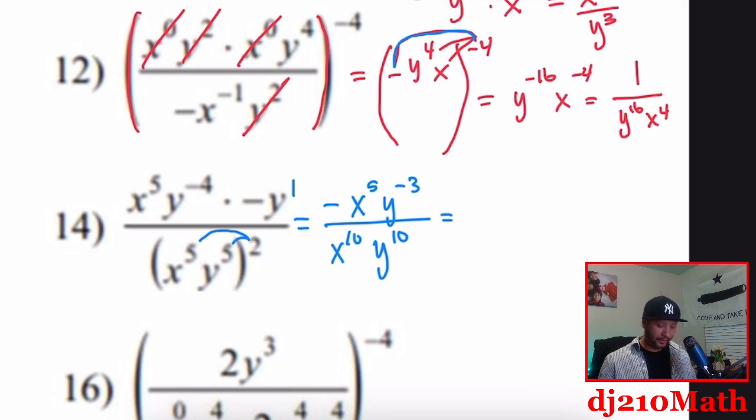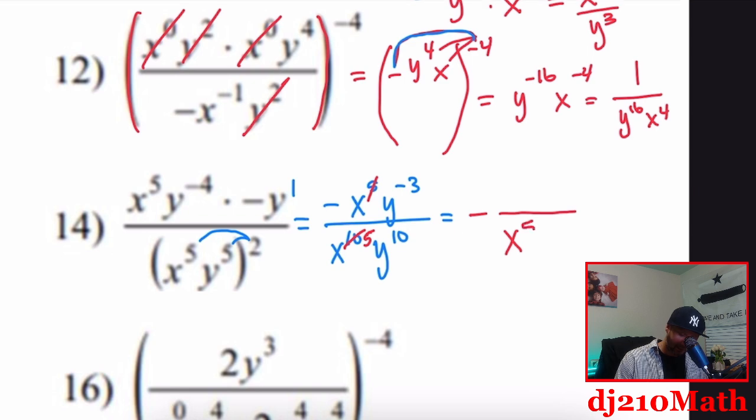Okay, simplifying here. A couple different ways you could do this. There's a single negative that can just go to the front. You could do top minus bottom: 5 minus 10 is negative 5. Negative 5 will move to the bottom. But look, there's 5 x's up top. There's 10 x's in the bottom. So there's going to be 5 left over. They cancel out. So x to the 5th in the bottom.